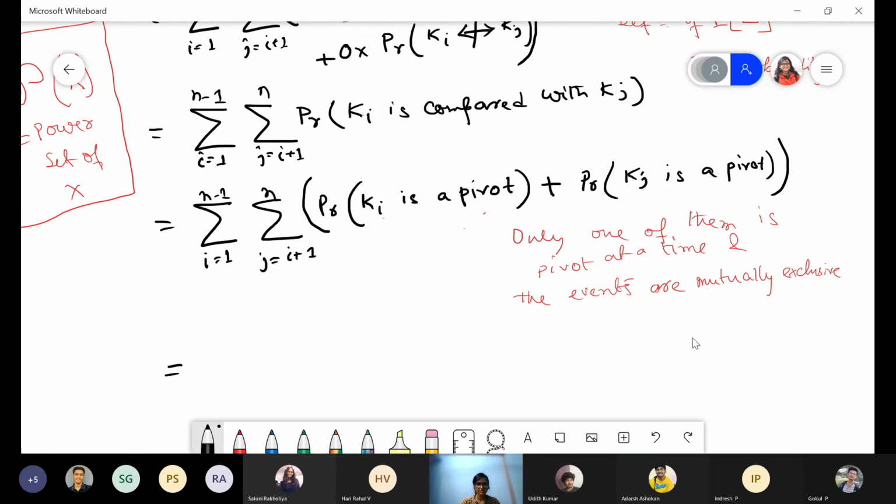So after that, if one of them is pivot, what is the probability that one of them is pivot? There is only one pivot for every case. And how many elements do we have here between i and j? So what will be our probability? From now onward, this is straightforward calculation. Say Ki is pivot. From the set of elements Ki to Kj, how many elements are there? j minus i plus 1. j minus i plus 1.